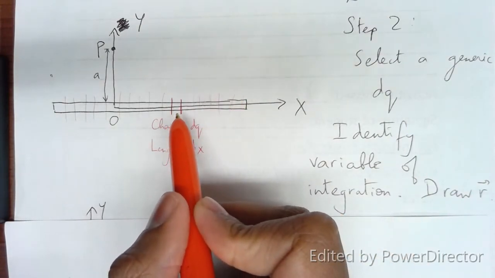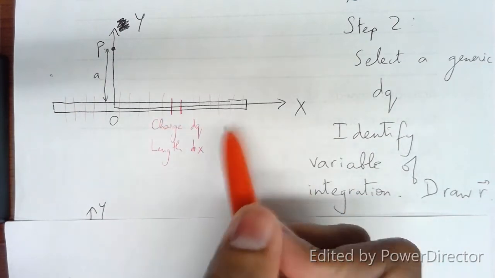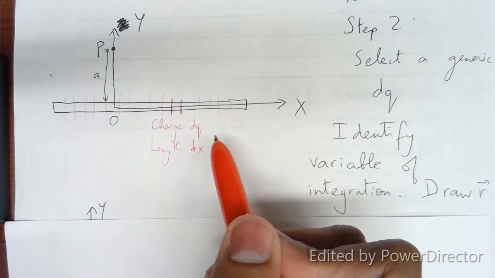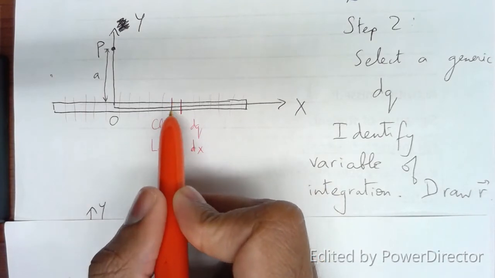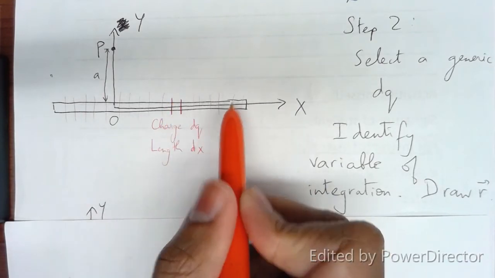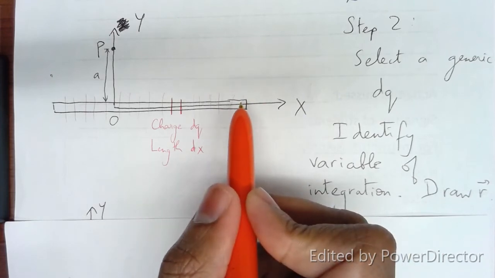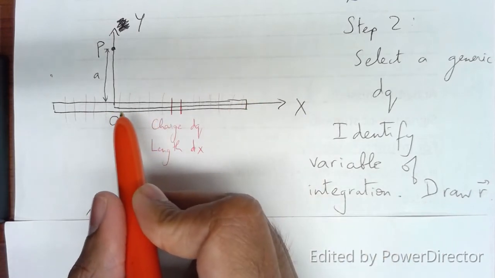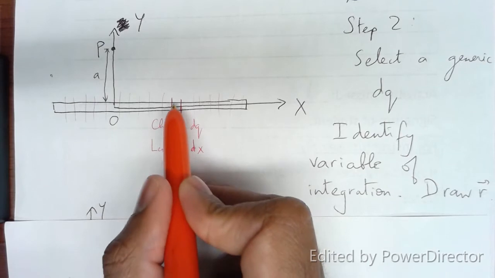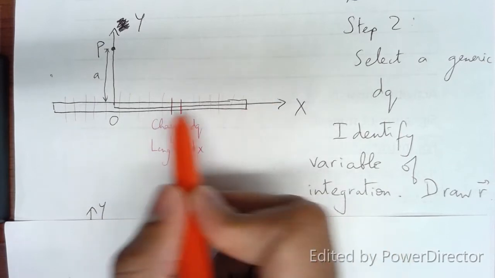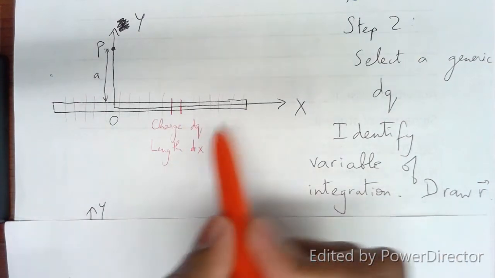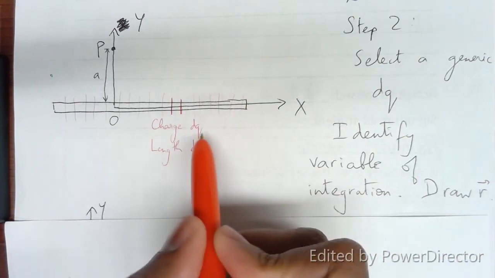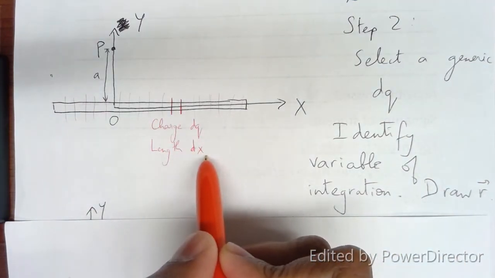So I prefer to select my piece on the positive side of the axis. It just makes keeping track of the signs a little bit easier. But I have to be careful not to select a special piece like the piece at the end of the charge distribution or at the origin and so on. So I just selected something randomly here on the positive side of the x-axis where there is charge. And I label it. I have charge dq. It has a small little bit of length, dx.